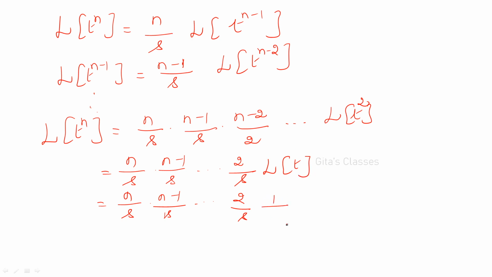In the previous problem we found L of t as 1 by s squared. So in the numerator you have n into n minus 1 into etc., which becomes n factorial, divided by s power n from the repeated factors, and the 1 by s squared gives one more, so s power n plus 1. Therefore, L of t power n is equal to n factorial by s power n plus 1.